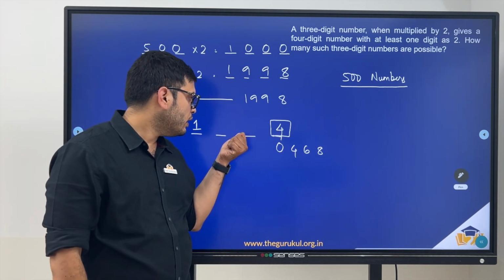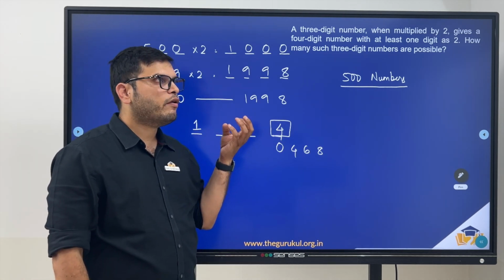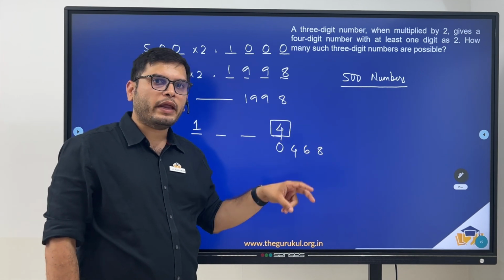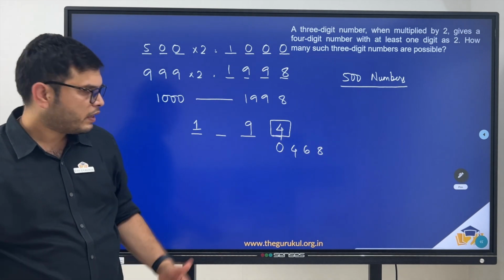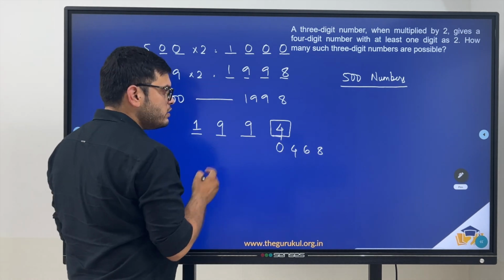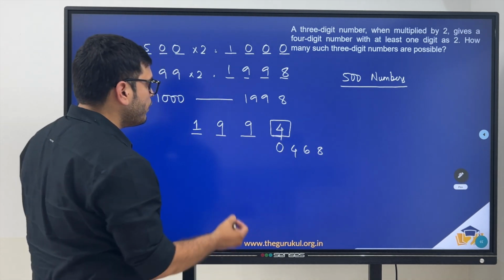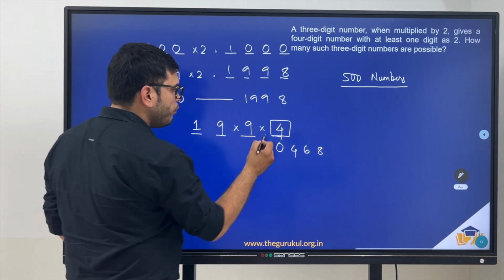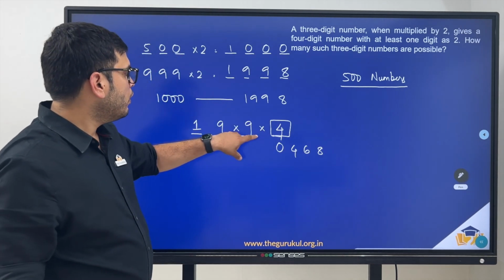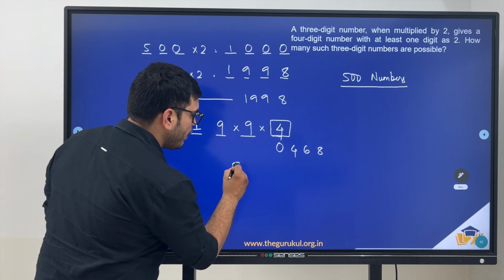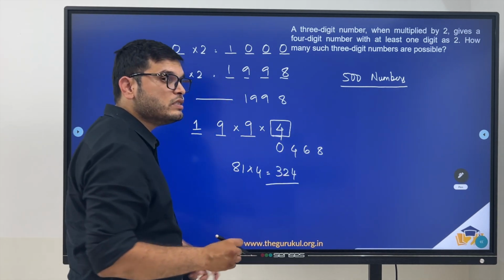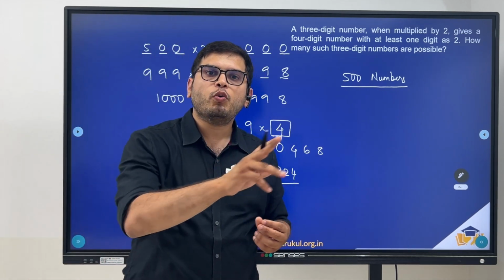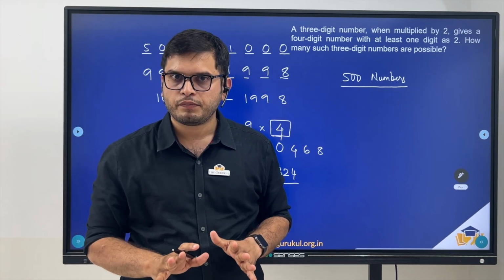Now coming to this digit, right? So from 0 to 9, you can put any digit except for 2. So you have 9 digits to place here, and similarly 9 digits to place here because repetition can be allowed, right? So the total number of ways would be 9 into 9 into 4. So 81 into 4. So you have 324 numbers that do not have 2 as any of their digits, right?